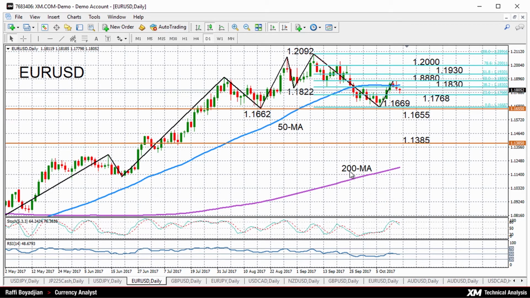Let's move on to euro dollar now. We can see that euro dollar is looking slightly bearish in the short term. We can see the stochastics there did reach overbought levels, and that's why we saw euro dollar retreating downwards again. RSI is just below the 50 level. In the medium term, the picture is a bit more neutral.